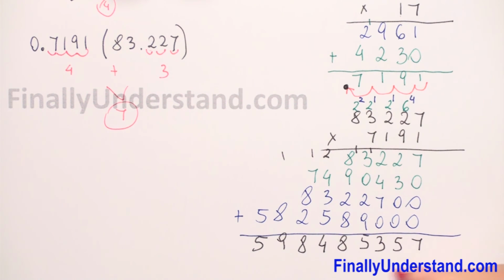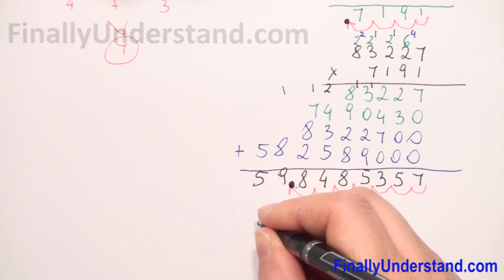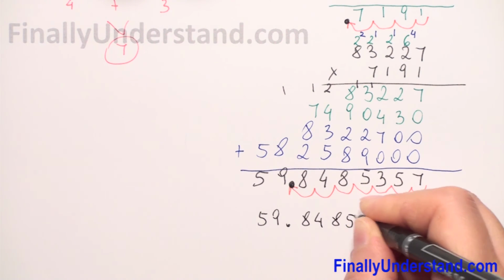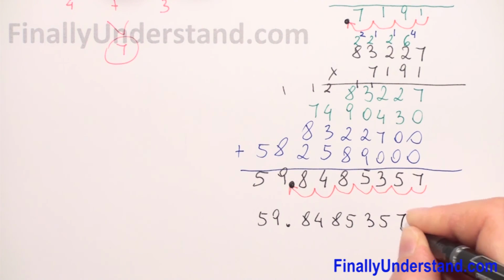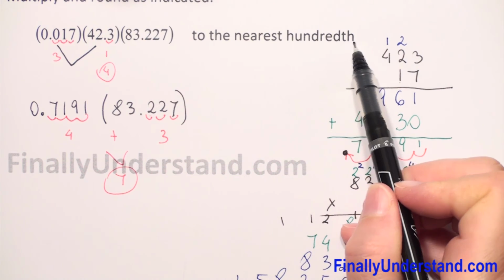So we count from right to the left. 1, 2, 3, 4, 5, 6, 7. So decimal point will be between 9 and 8. So we can rewrite our solution that will be 59 decimal point 8485357. And the last step, we need to round this number to the nearest hundredth.